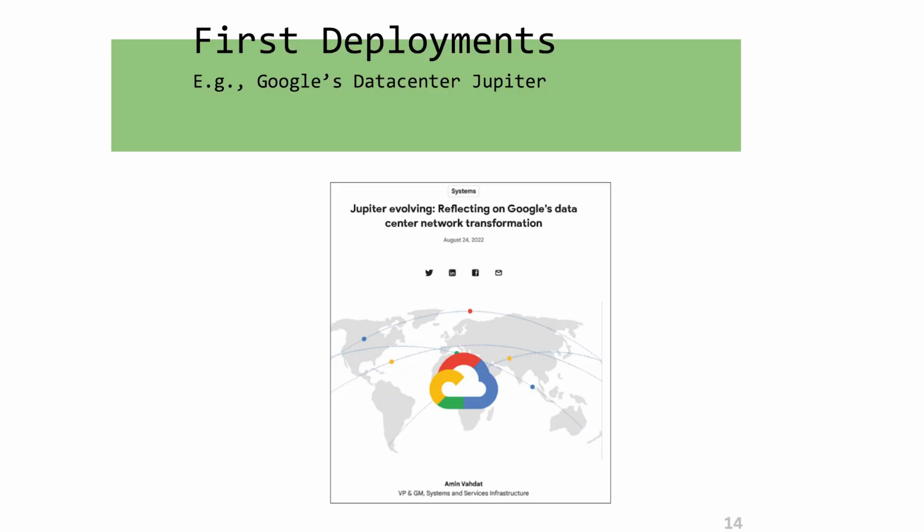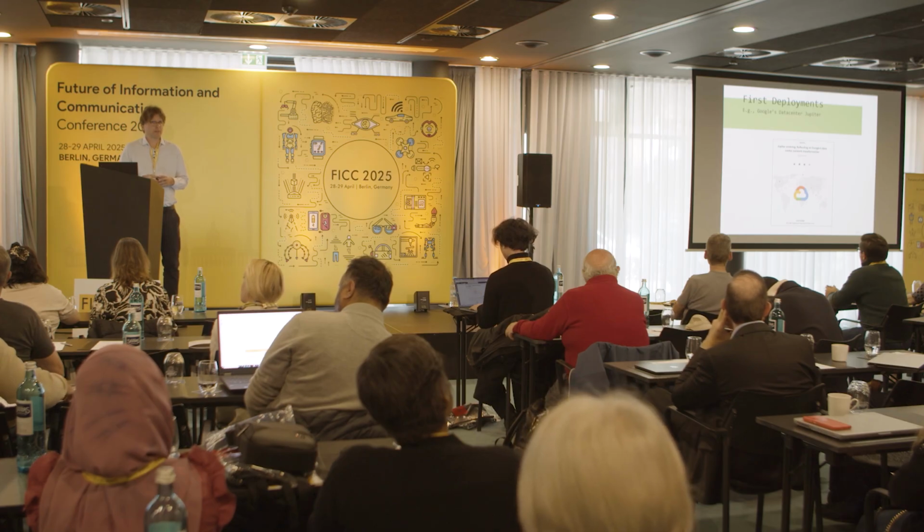And one real-life example is Google's Jupiter data center, where you can already reconfigure parts of your network with this technology, with optical circuit switches. There are others as well, but this is one of the pioneers in the field.